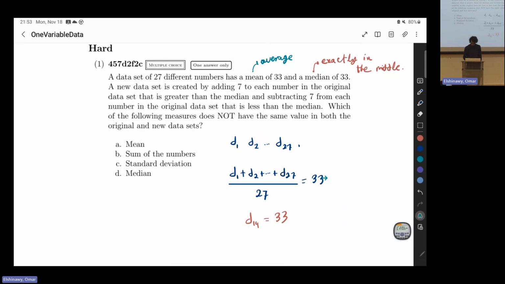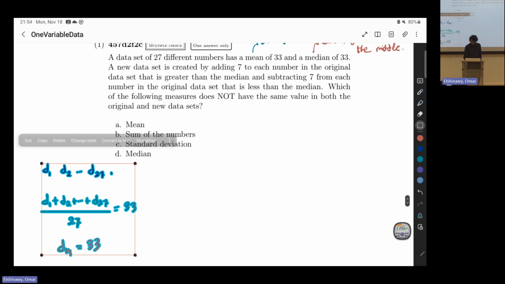Okay, so I'm writing down some stuff. Let me go on. A new data set is created by adding 7 to each number that is greater than the median, subtracting 7 from each number in the original data set that is less than the median.